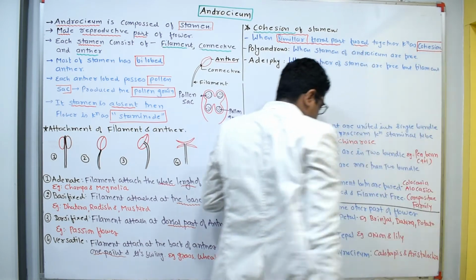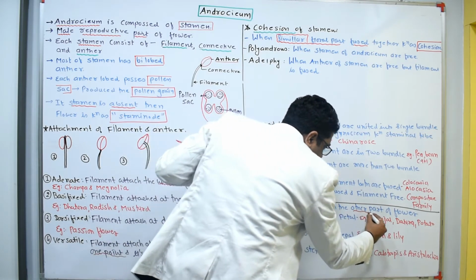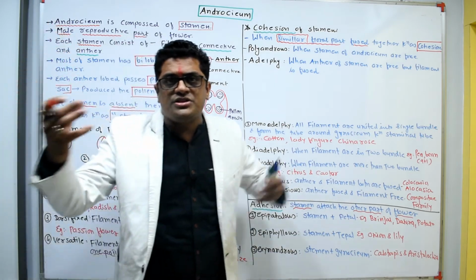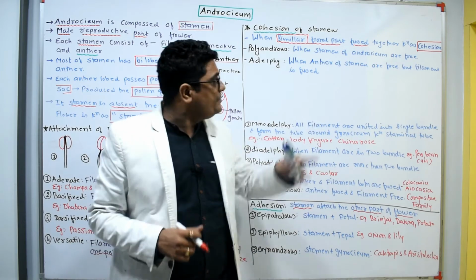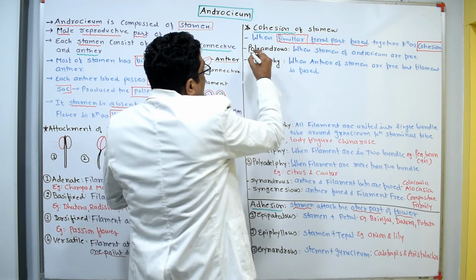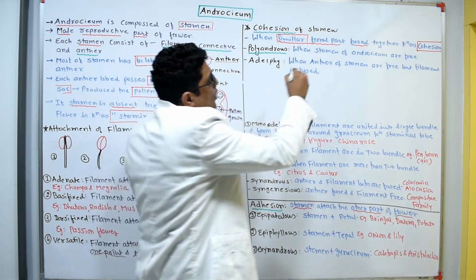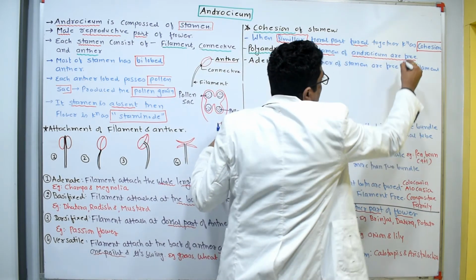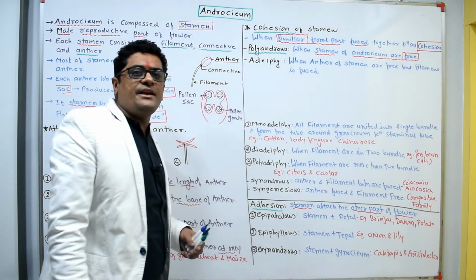First is polyandrous. Polyandrous means when all the stamens are free from each other. Then adelphous: when the anthers of the stamens are free but the filaments are fused, then it is known as adelphous.